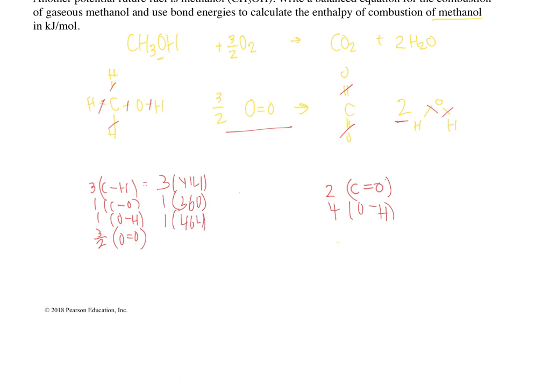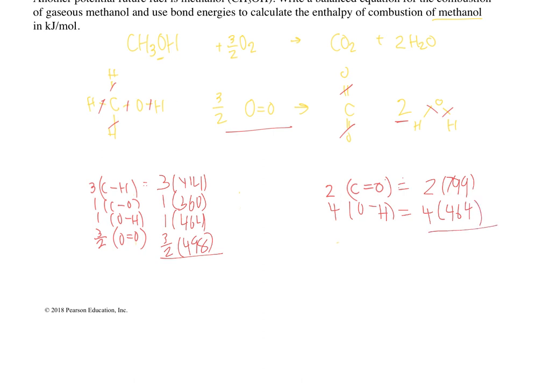And I have 3 halves oxygen-oxygen double bond, which is 498. Okay, so that's how much I'm going to break. Now in my formation, I have 2 times carbon-oxygen double bond. That is 799. And then I have 4 oxygen-hydrogen single bonds, so 464.